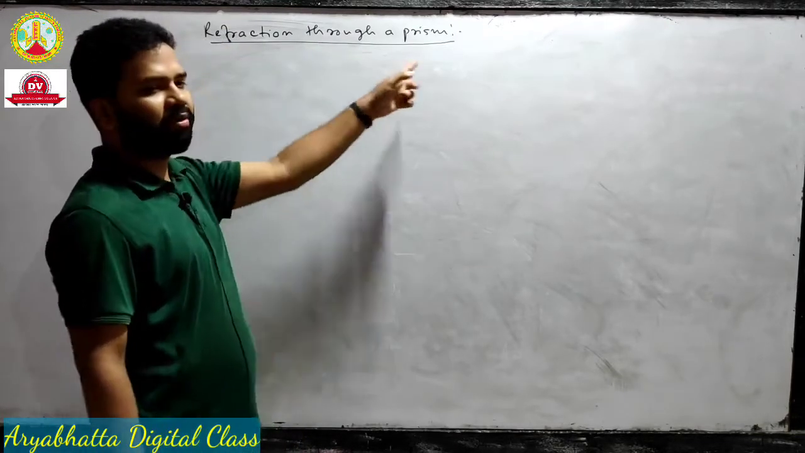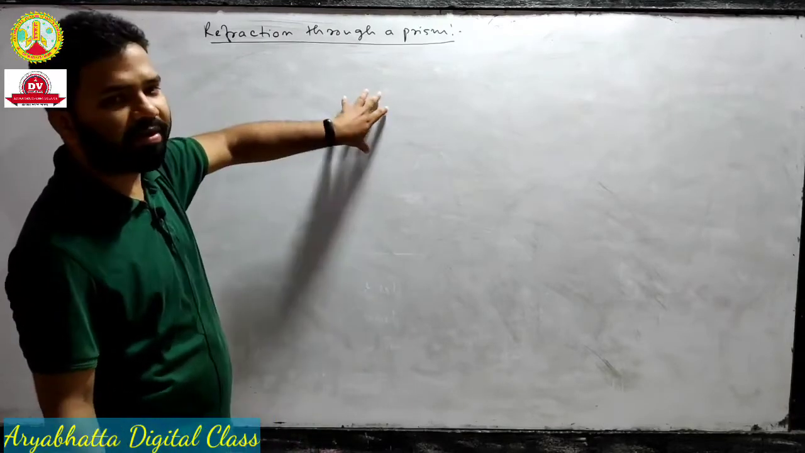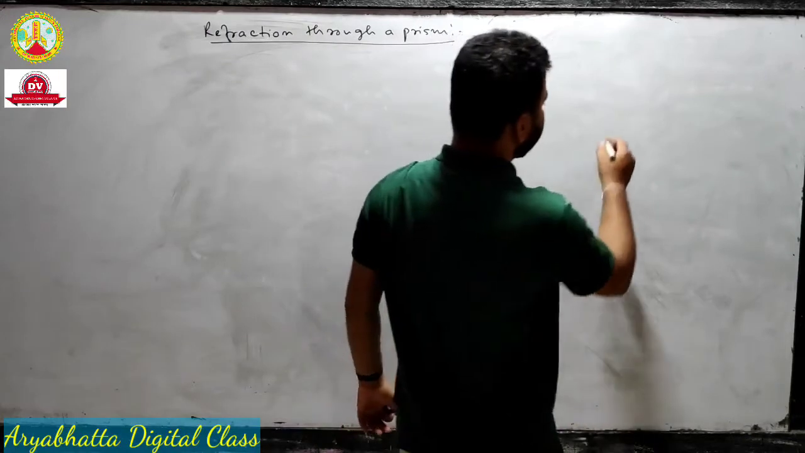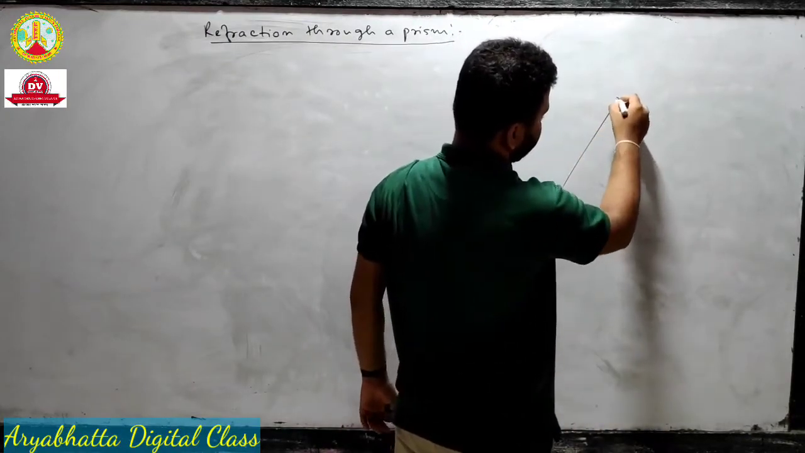Okay, so refraction through a prism. So the front view of a prism is nothing but a triangle. Okay, so let us draw a prism then. This one.